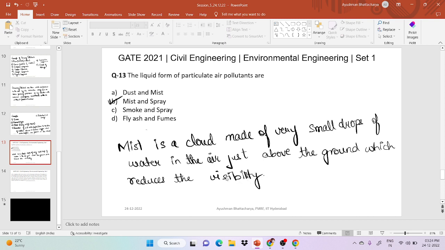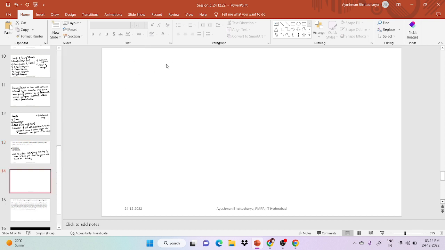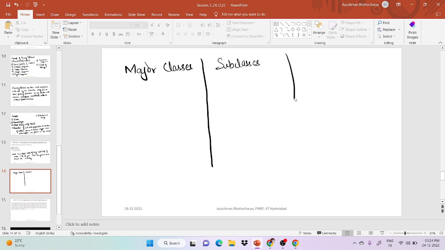Okay, so there are different forms, like solid and liquid. I will just give you a brief table so that, apart from this, if any question gets asked, you are able to answer. So basically, major classes and subclasses, and the first class is particulate.